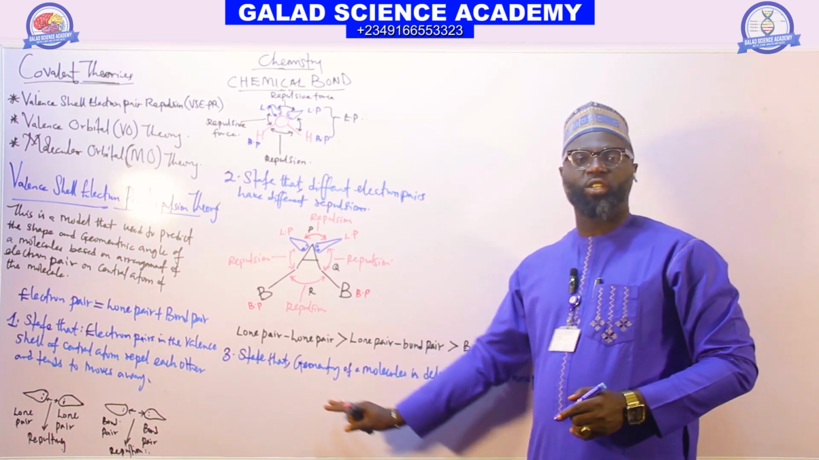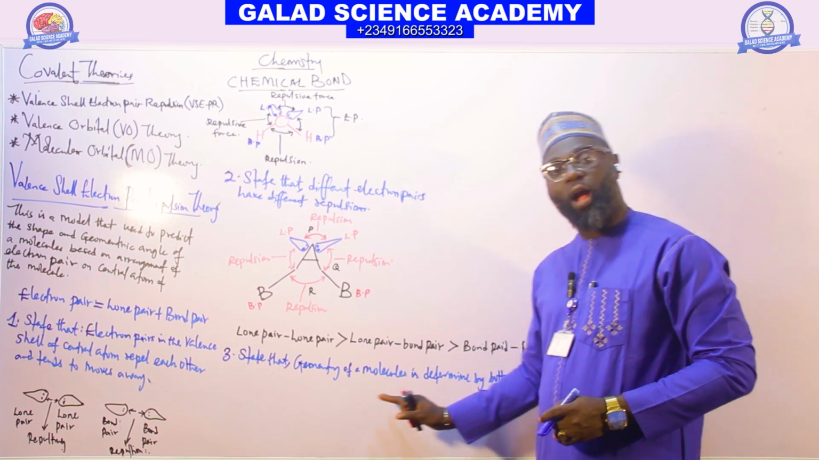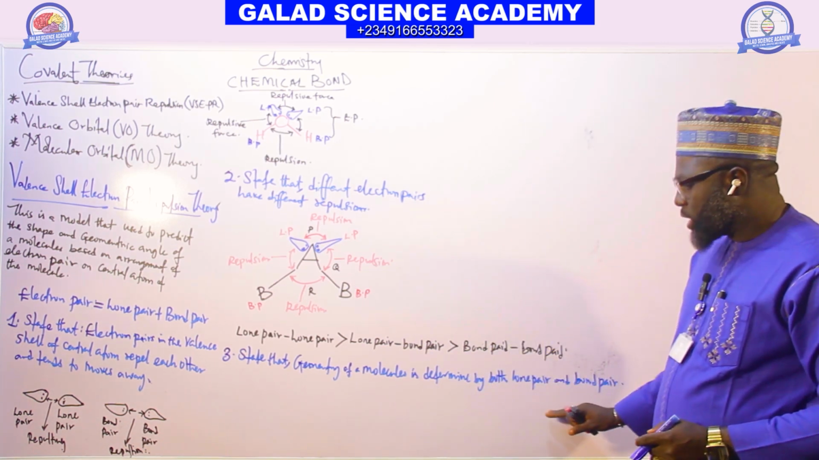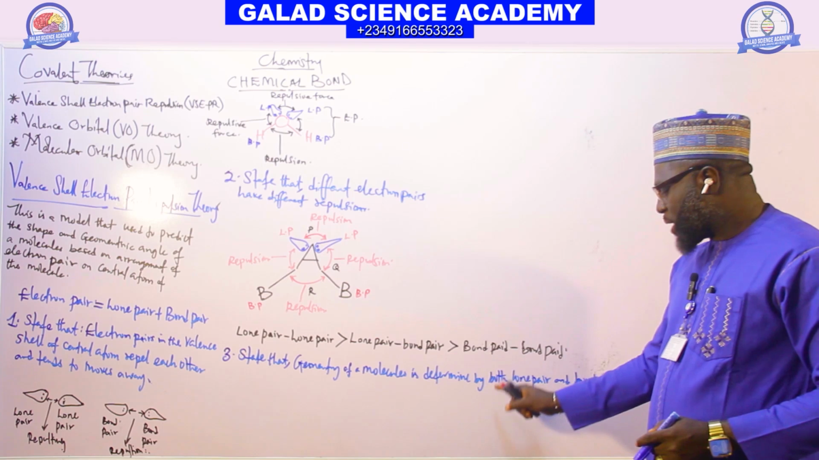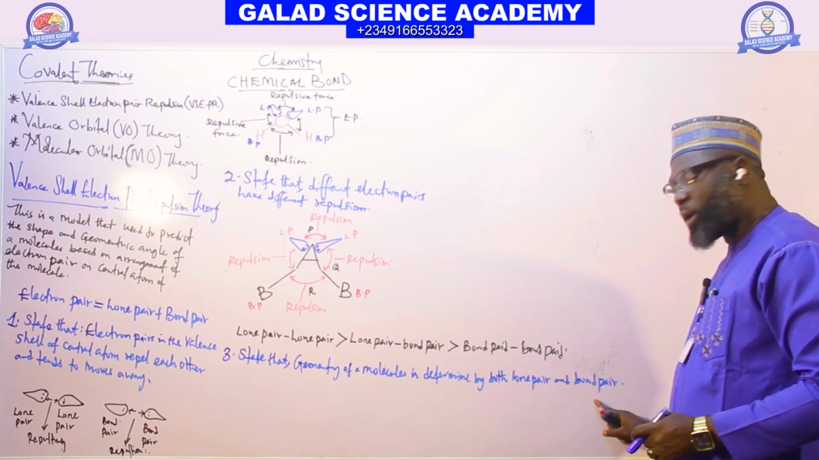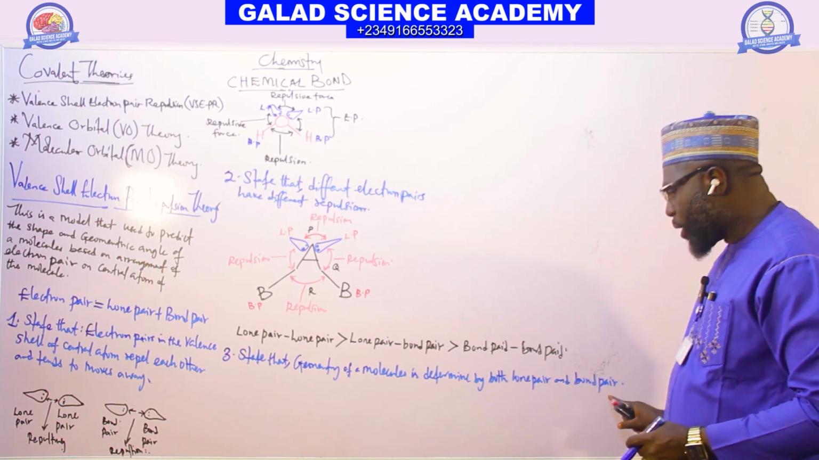To determine the geometric shape or angle of a molecule depends on what? Both lone pair and bond pair.